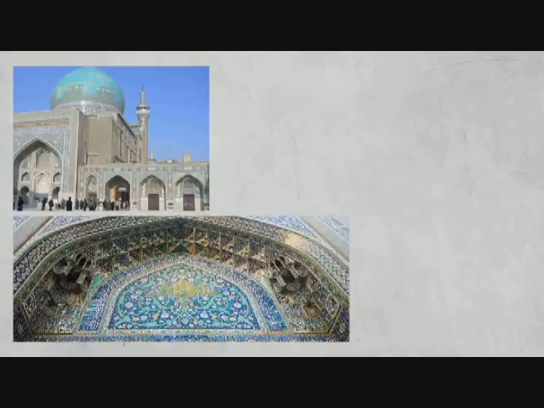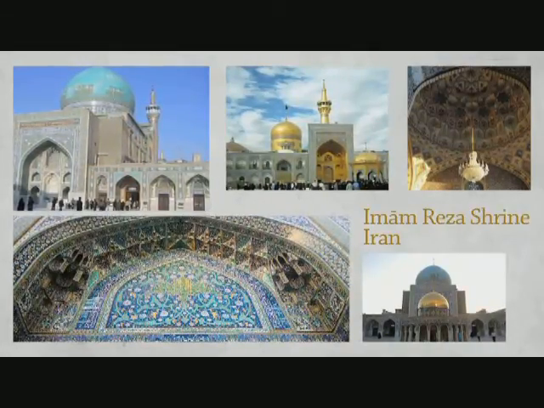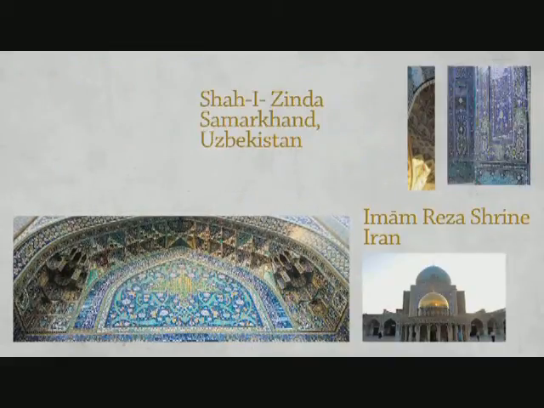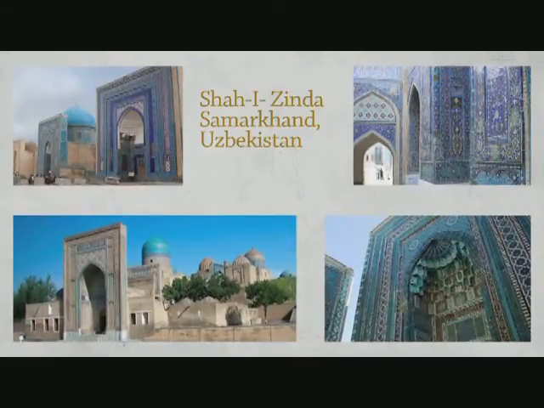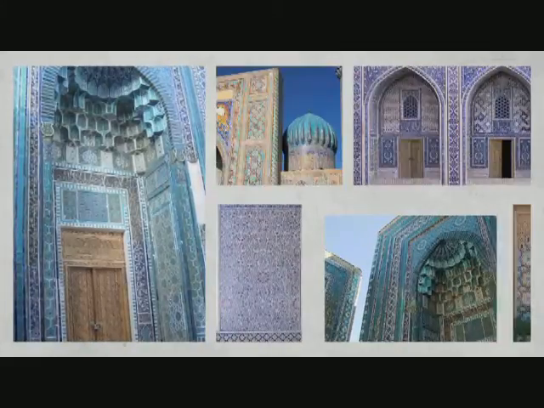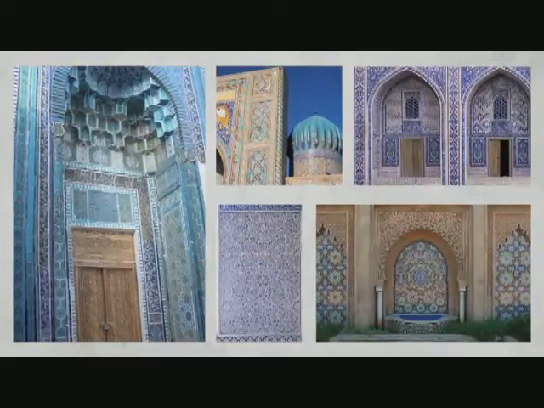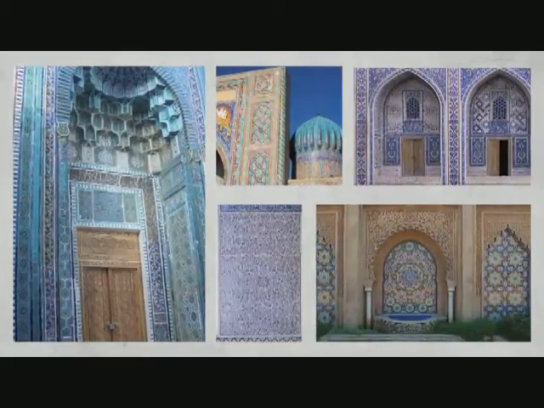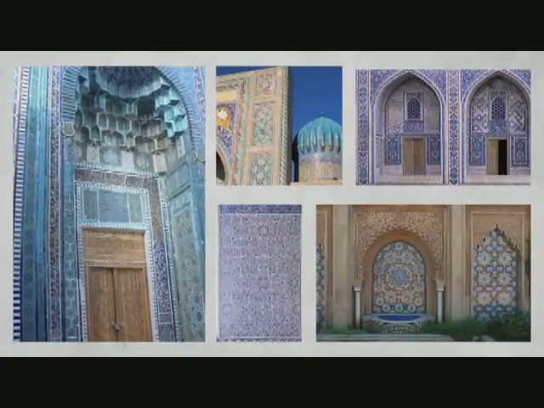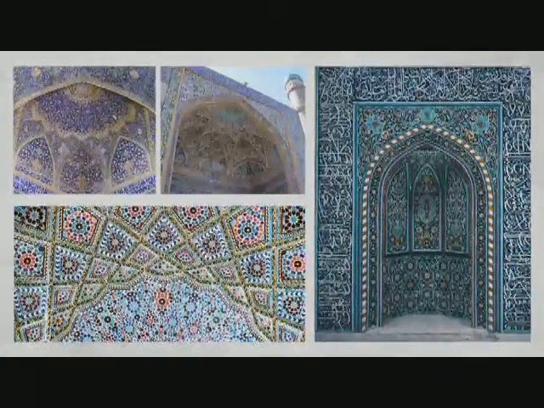Back on our journey to explore the mathematics behind patterns, we now head to 2 famous sites. The Imam Reza Shrine in Iran and the Shahi Zinde, a mausoleum complex in Samarkand in Uzbekistan. The patterns here and in many other Islamic monuments around the world are not just stunning. They have a level of mathematical sophistication that wasn't formally developed until hundreds of years later.